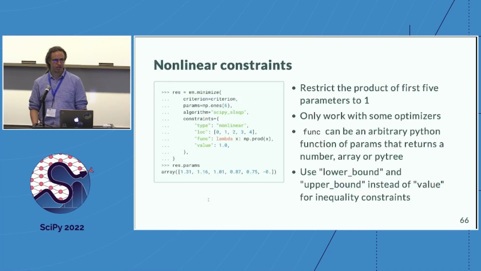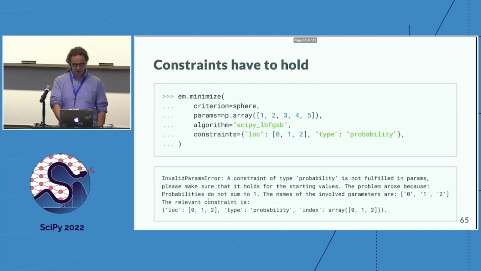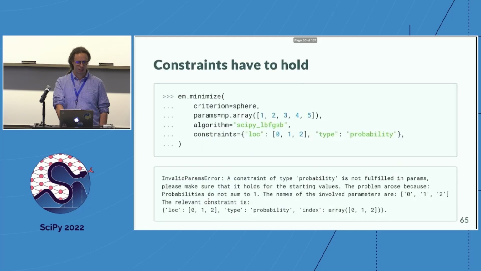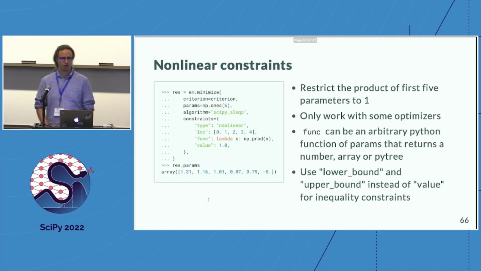Nonlinear constraints are very different from that. So the previous type of constraint works for all optimizers that support bounds. Nonlinear constraints only work for optimizers that actually support nonlinear constraints. An example of that is scipy SLSQP. We also have ipopt, which is really, really good. And we are working on support for more constraint optimizers.